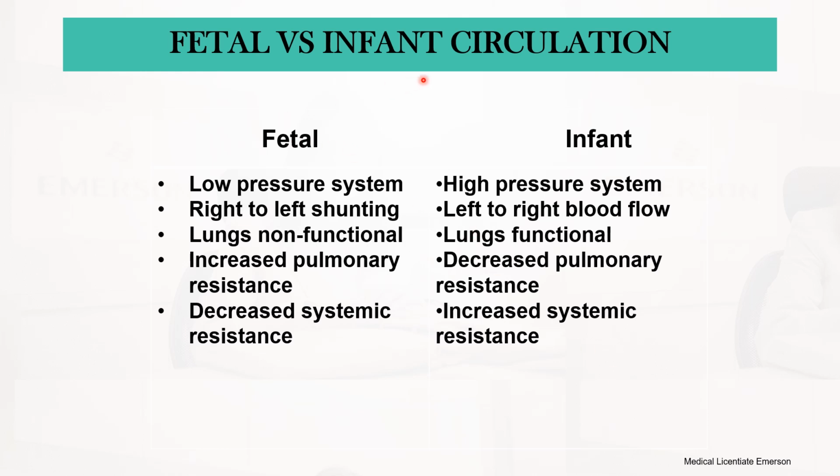Then these are some of the differences between fetal and infant circulation. In terms of pressure, the fetus has a low pressure system, while the infant has a high pressure system. The shunting in the fetus is right to left, while in the infant it is left to right blood flow. Then the lungs: in the fetus the lungs are non-functional, whilst in the infant the lungs are functional. In the fetus there is increased pulmonary resistance, whilst in the infant there is decreased pulmonary resistance. In the fetus there is decreased systemic resistance, in the infant there is increased systemic resistance.